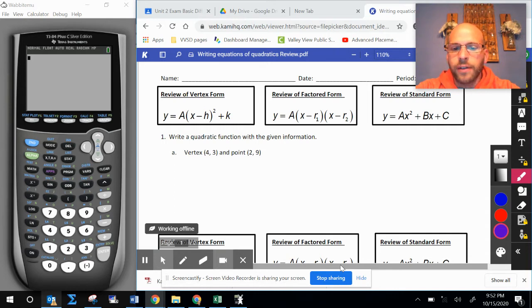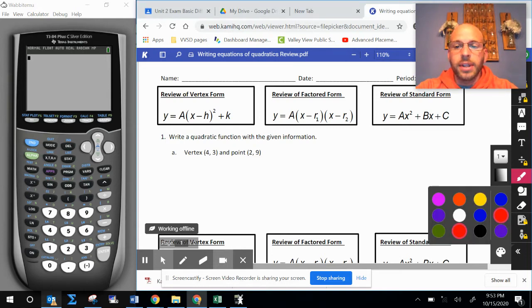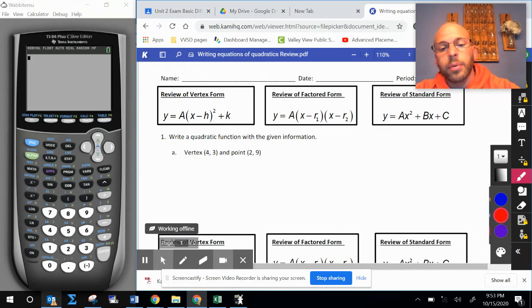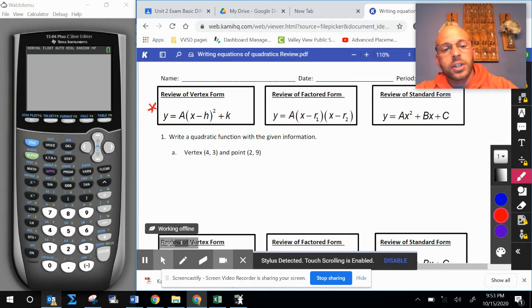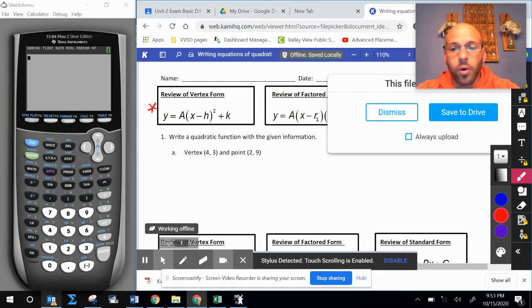If I give you a quadratic function, and I give you a vertex and a point. Okay, so now the very first thing that we need to decide here is which form is going to be the best to write the quadratic. Should I do it in vertex form, factored form, or standard form? So if I give you a problem where I have a vertex and a point, every time I give you that vertex, we are going to use vertex form.